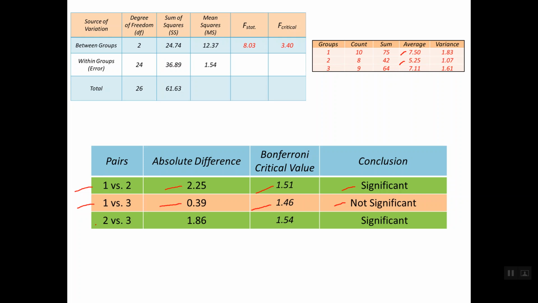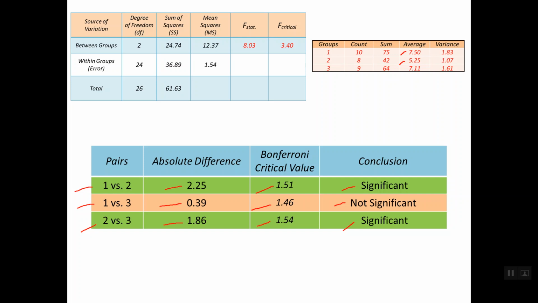Regarding the third and the last pair, which is the pair for group 2 and group 3, the absolute difference is 1.86, and the critical value for this pair for Bonferroni is 1.54. So the absolute difference is greater than the Bonferroni critical value. So in this case, we have a significant difference between the two means, which means that the mean for group 2 is not the same as the mean for group 3.